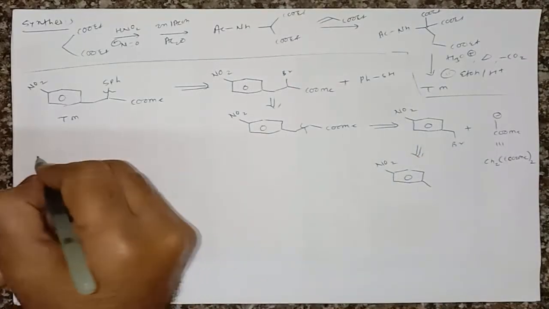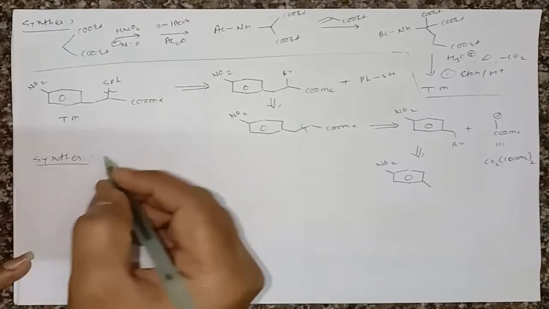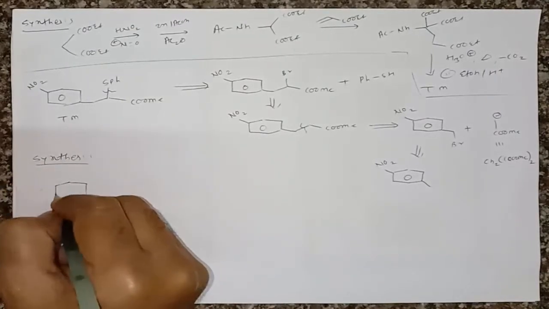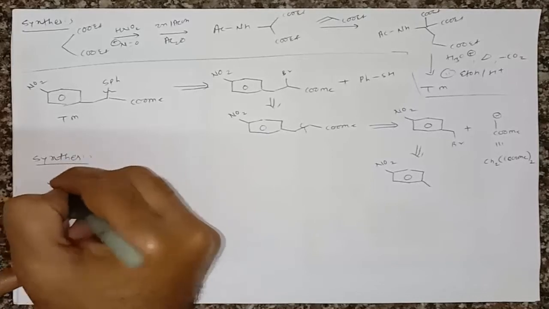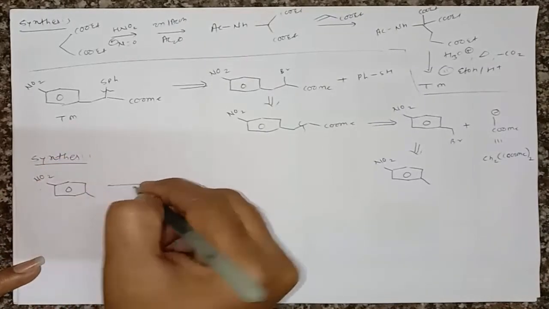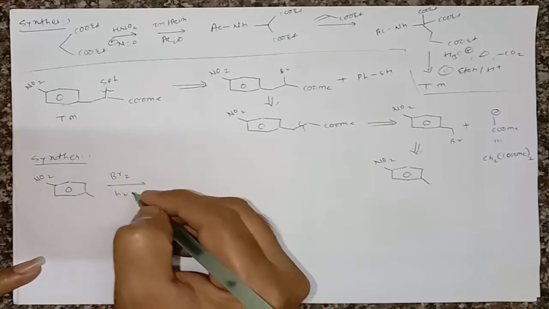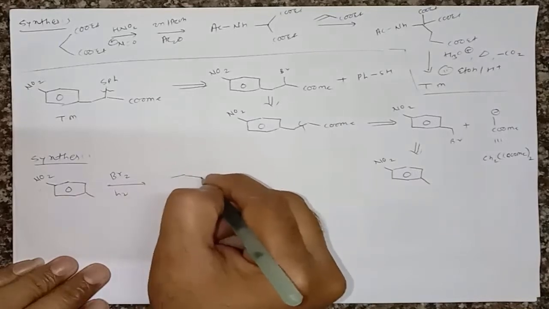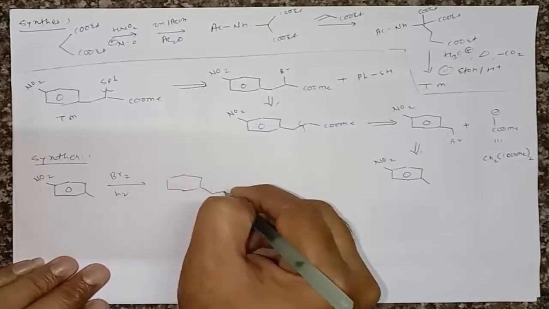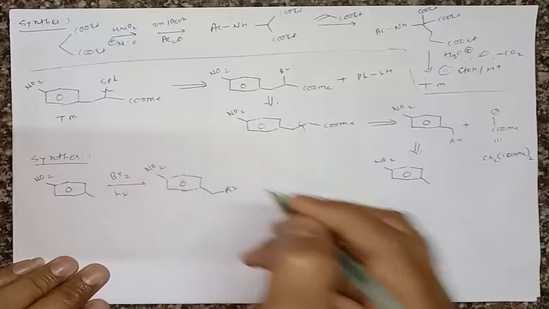If we see the synthesis here, we have to take this nitro compound, methyl, then treat this compound with bromine photochemically. So it gives formation of a bromo compound, and then the nitro group will be the same, right?